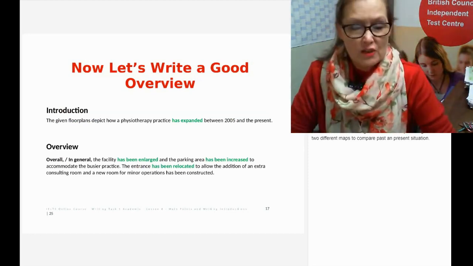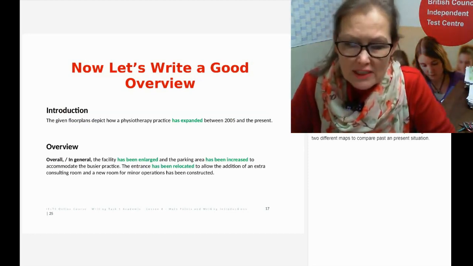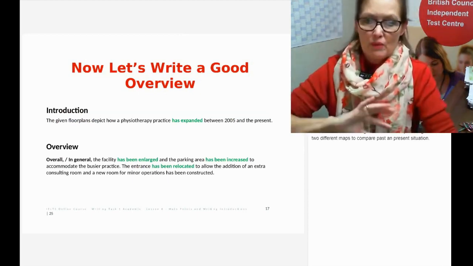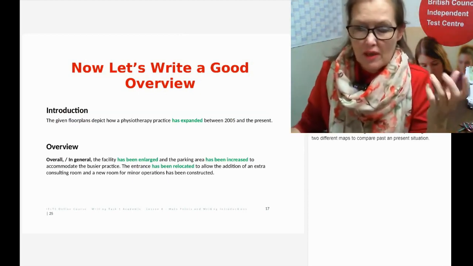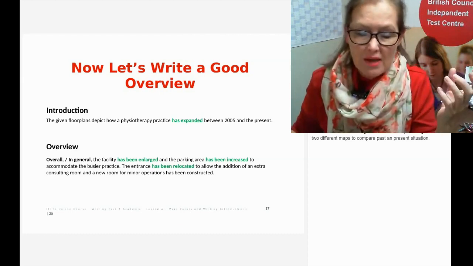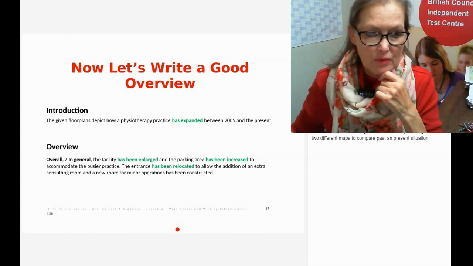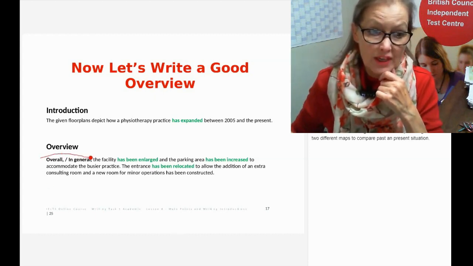So now we want to write a good overview. And this is really in general. We're not going to mention figures, but we're just going to mention in a couple of sentences the main changes that have taken place. And we can start our overview with either one of these words, overall or in general.